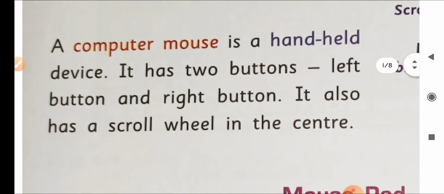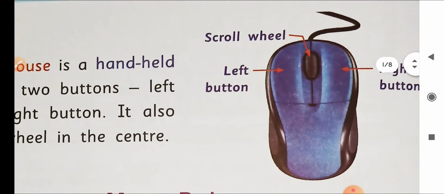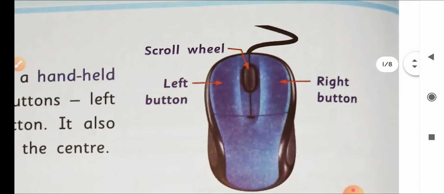A computer mouse is a handheld device. It has two buttons, left button and right button. It also has a scroll wheel in the center. Here you can see this is a mouse, and we can use this mouse in our computer system.